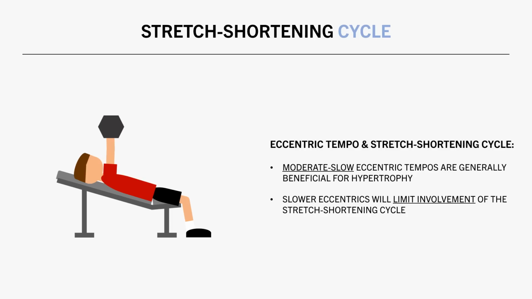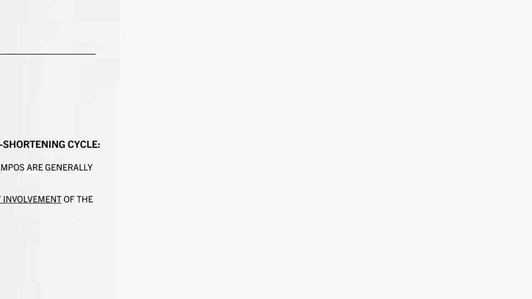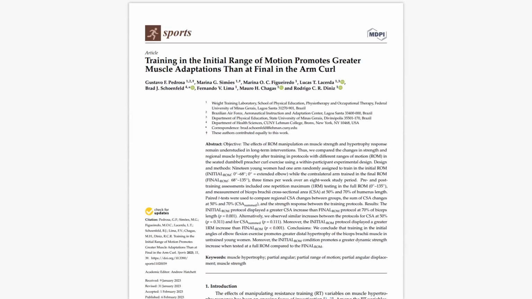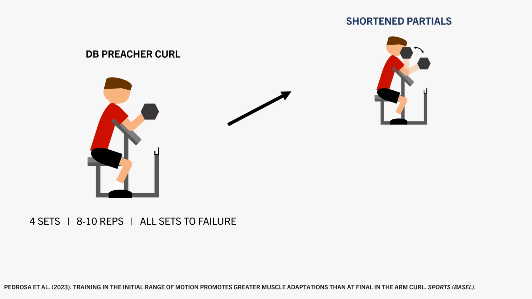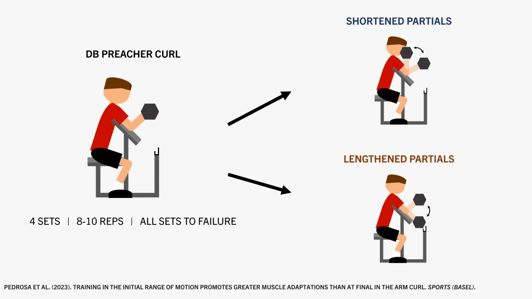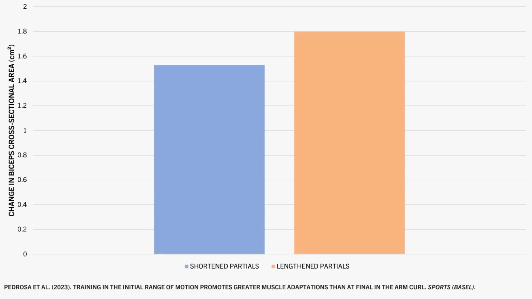Furthermore, recent evidence suggests that the end range of an exercise where the muscle is more lengthened tends to be particularly effective for muscle growth. For example, this study compared the effects of performing partials at different portions of the exercise. Trainees performed partial rep dumbbell preacher curls for 4 sets of 8 to 10 reps, with each set taken to failure. One arm was trained in the shortened range only, while the other arm was trained through the lengthened range only. It was found that both variations produced great biceps growth, although the lengthened partials were overall superior, shown in the orange, compared with the shortened partials, shown in the blue.